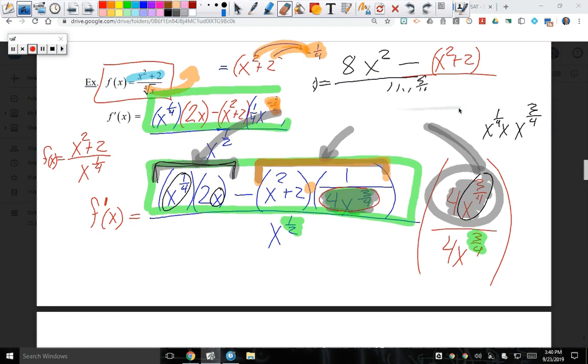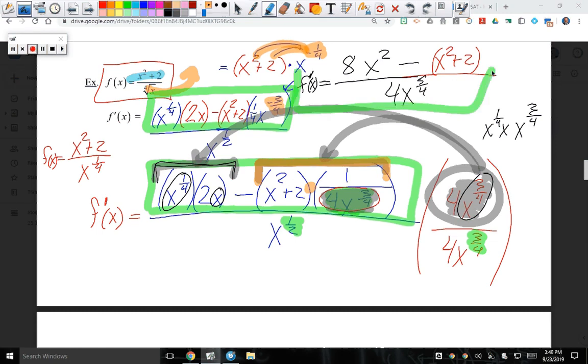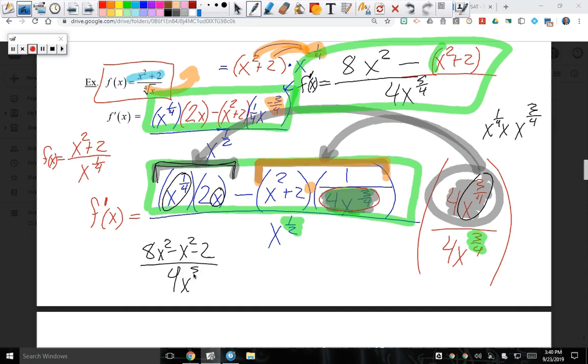What's the most important thing? What is the most important thing that I have written? Parentheses. Right here. Because what I really have is 8x squared minus x squared minus 2, all over 4x to the 5/4.